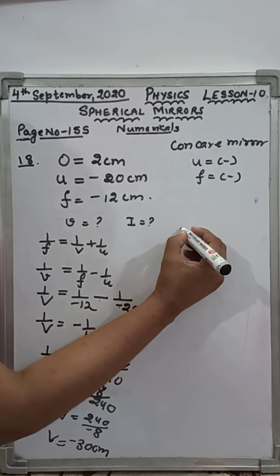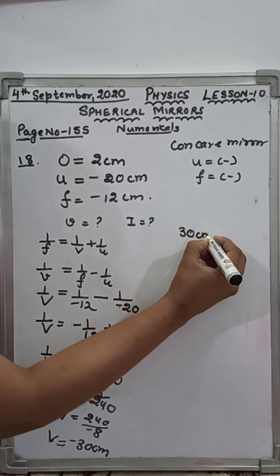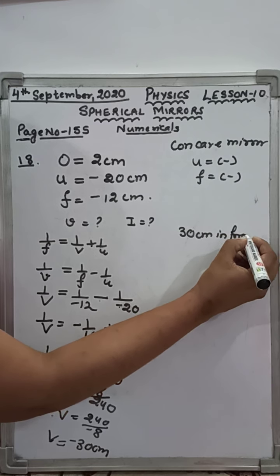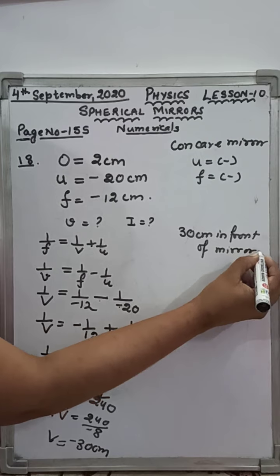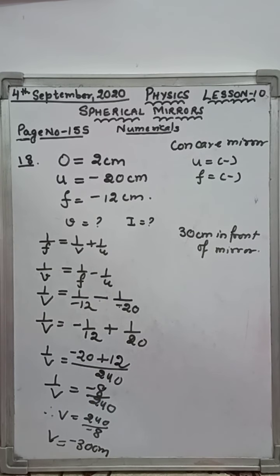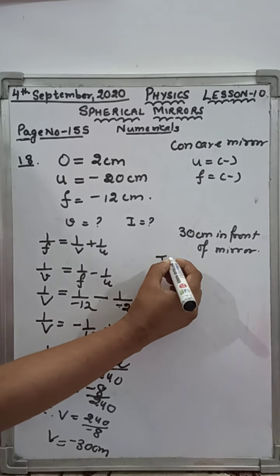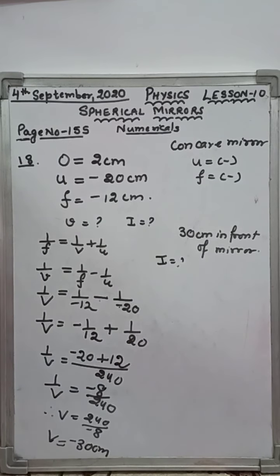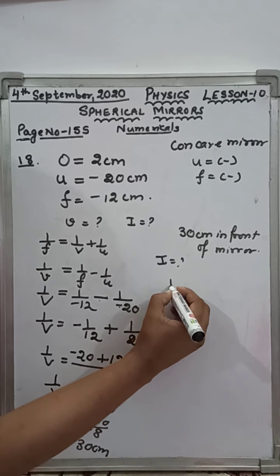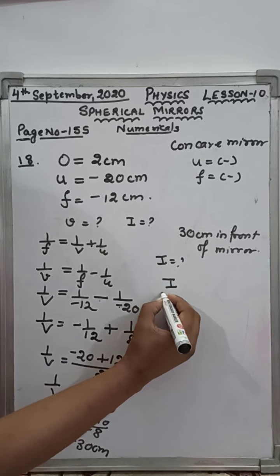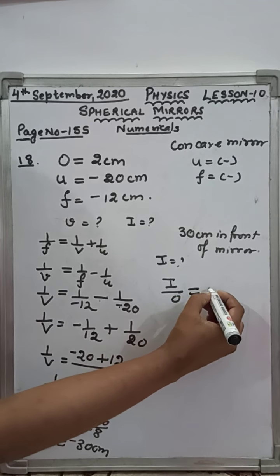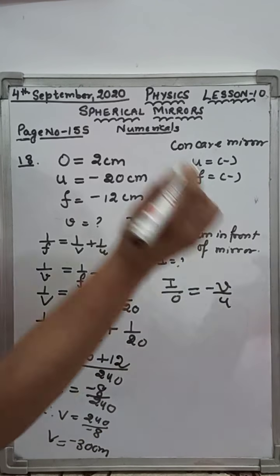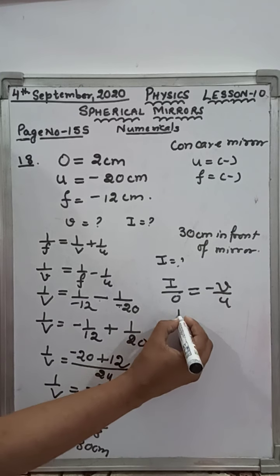So that means 30 centimeter in front of the mirror. Clear? Now we have to find the image height, I. So we know the formula for magnification: I over O, image height over object height, is equal to minus v upon u. So we have to find I.